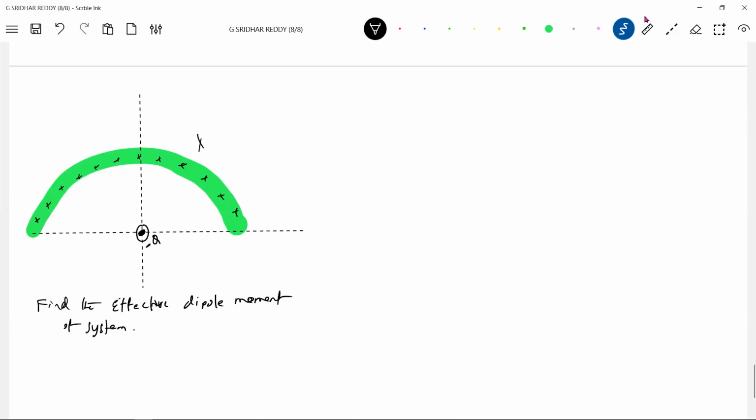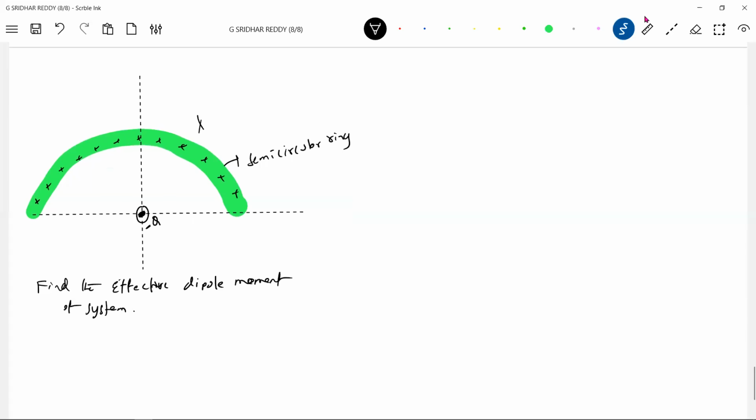Carry on, no? It's a semicircular ring. Earlier it was a quarter ring positively charged and the other quarter negatively charged. But here the total ring is positively charged. I'll keep a point charge. How come? Yes, they will make a dipole. We have to calculate that particular.